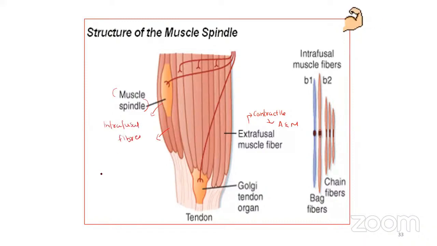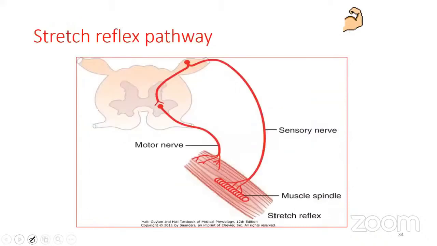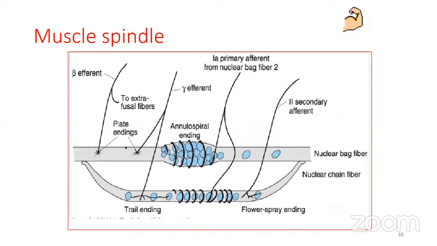Which are the parts of intrafusal fibers? Let's try to understand the intrafusal fibers. The muscle spindle contains the nuclear bag fiber and the nuclear chain fiber. Here you can see a bulged area with so many nuclei. It is the nuclear bag fiber. Here it is the nuclear chain fiber. These are the parts of the intrafusal fibers of the muscle spindle.